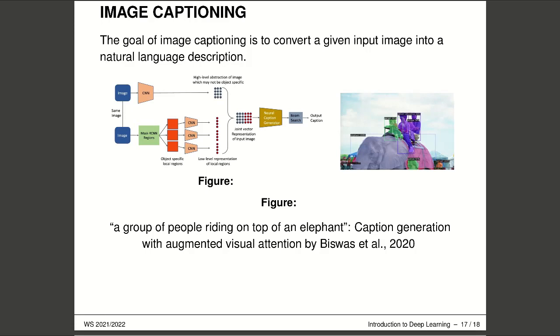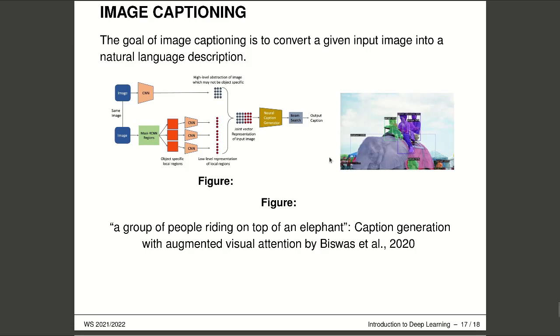In this example, we can see the image passes into two paths, a path of the CNN and also a path of the Mask RCNN for object detection. From the first path, we can get the high level abstraction of the images, and then we have an embedding of the features. From the second path, we get a low level representation of the local regions, and at the end, with a neural caption generator and also beam search, they can output the caption.